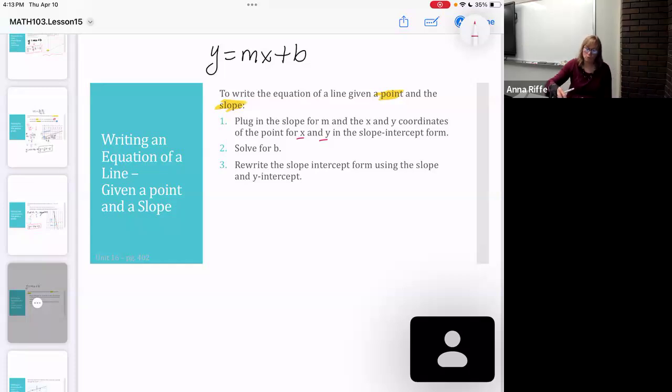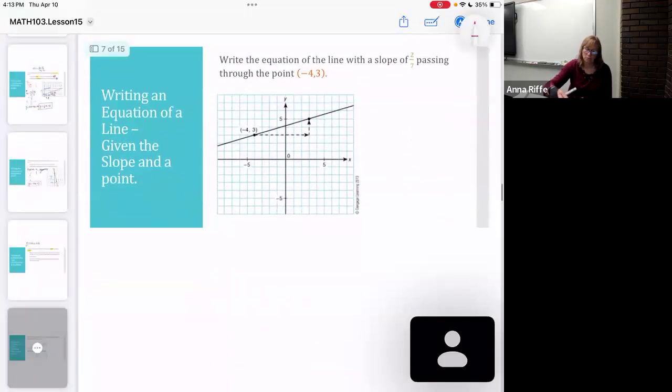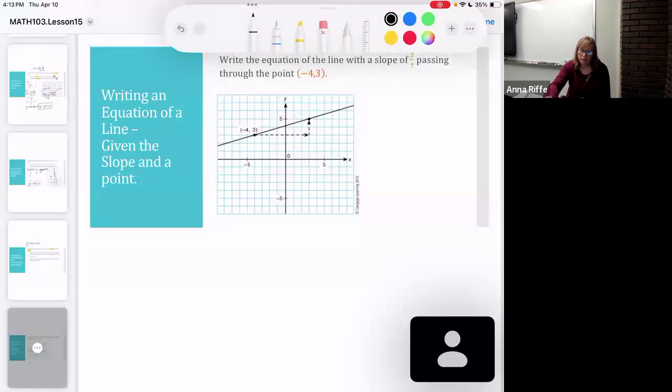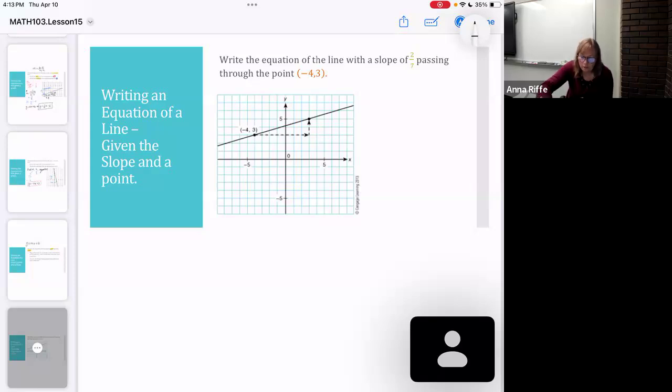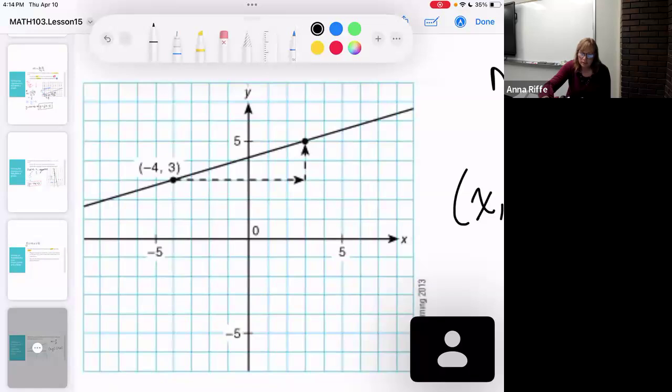I think I have two examples of this. Here we go. Let's say we're given the following. We want to write the equation of a line with a slope of 2/7 and passing through an xy pair, a point, (-4, 3). Okay, that is not the y-intercept. And in fact, if I zoom in a little bit on this graph, I don't know if I can actually tell what the y-intercept is exactly from that graph.